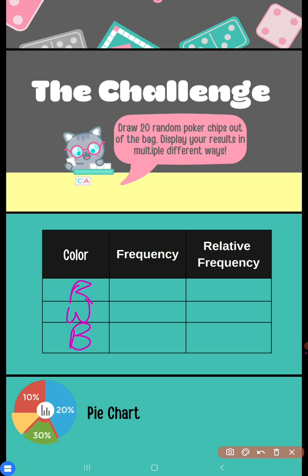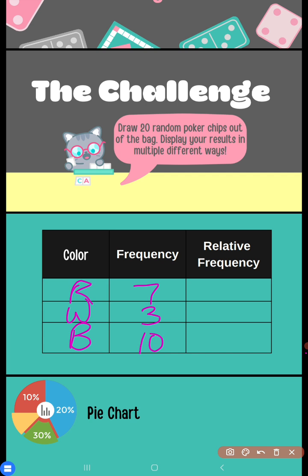The first way that you could display your results is with something called a frequency table. The word frequency means how often something happens. So if I ask you to draw a frequency table, what I'm asking you to do is split your data into classes or categories. In this case, we have 3. And then list how many items fell in each category. So let's say that you pulled 7 red chips, 3 white, and 10 blue. That would be your frequency table right there.